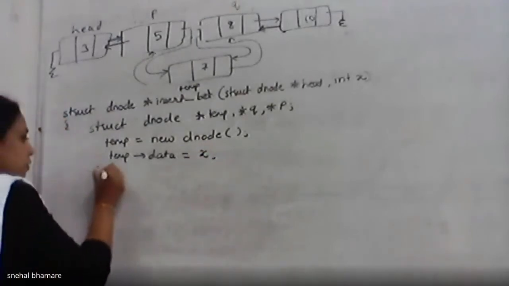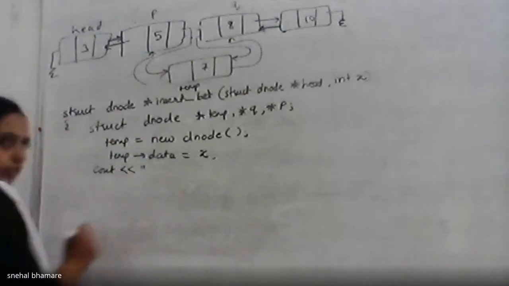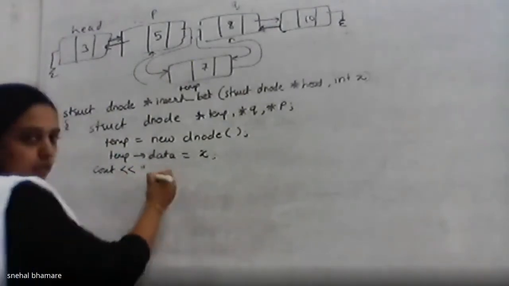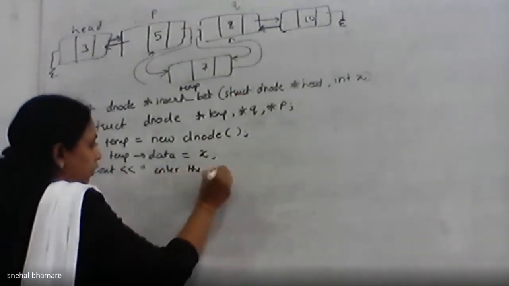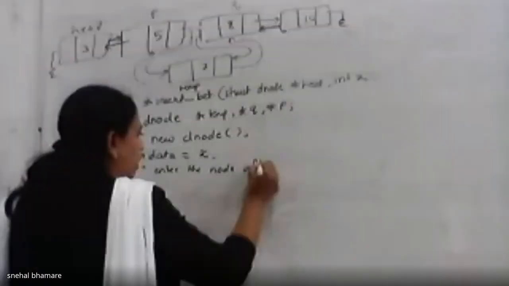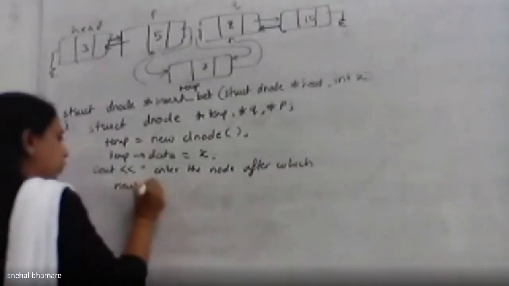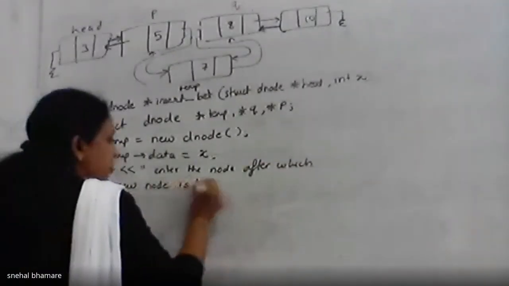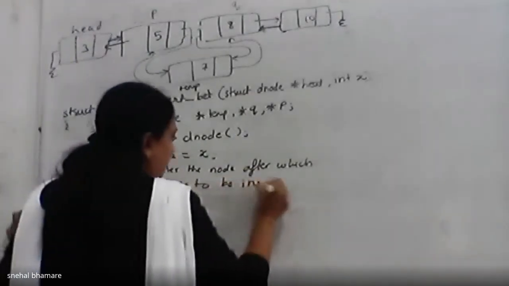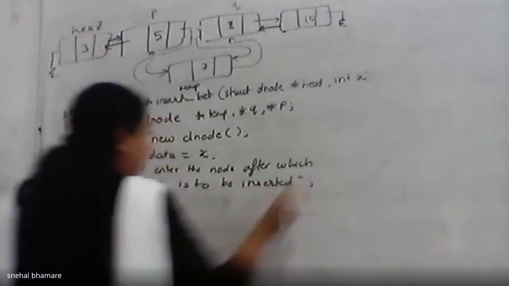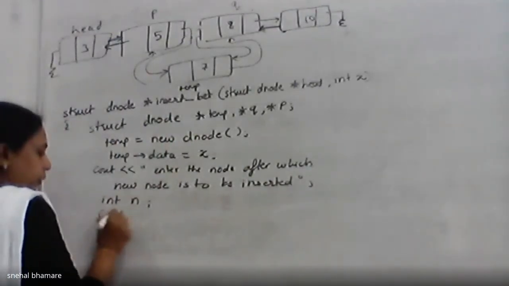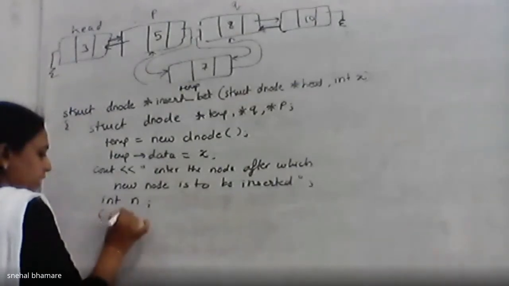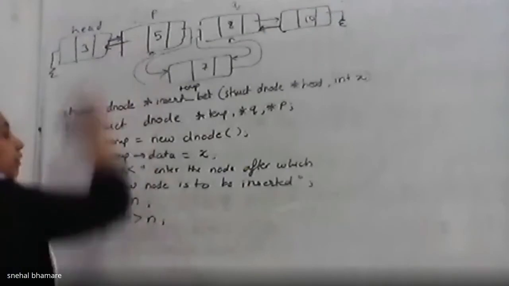Now ask the user after which node you want to insert the node. So print: enter the node after which the new node is to be inserted. Take another variable, let's say n. Read that value in the n variable, that is scanf into n. Now n will have the value as 5.